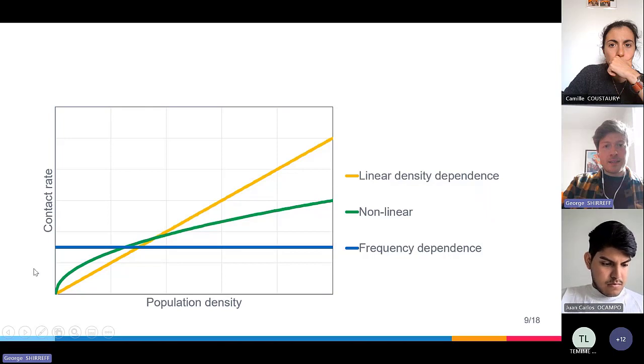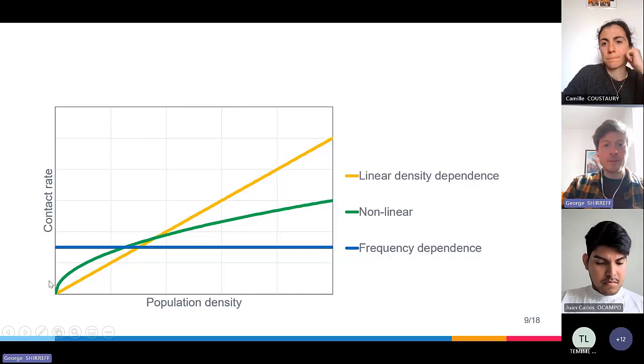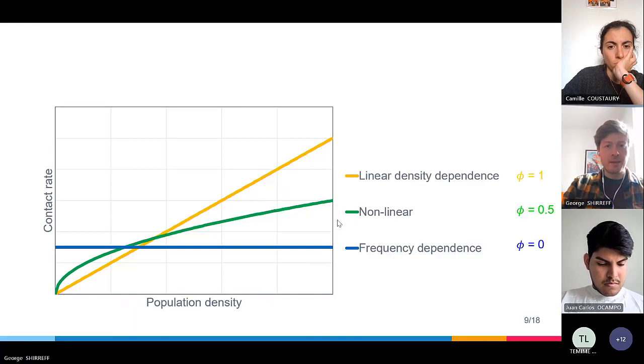And so if we plot this sort of partial density dependence on the same graph, then you would see something like this, where as the population density increases, the contact rate goes up, but not as much as under the linear density dependence. So this is where phi is 0 for independent of density, 1 for proportional, or somewhere in between the two.